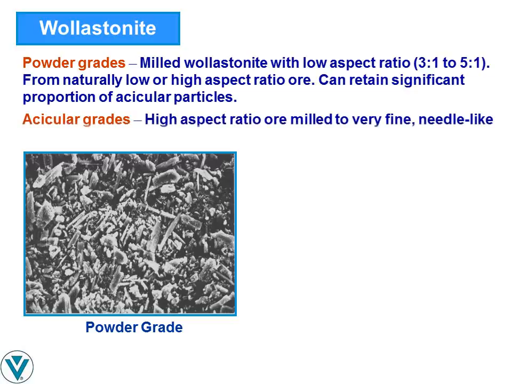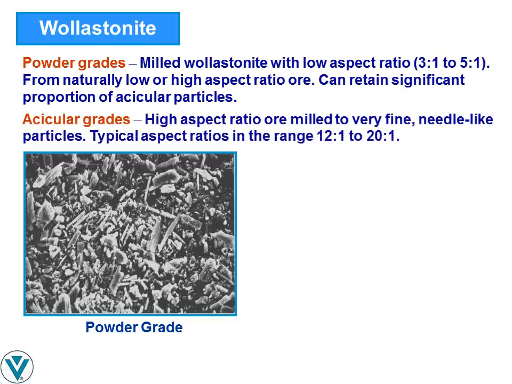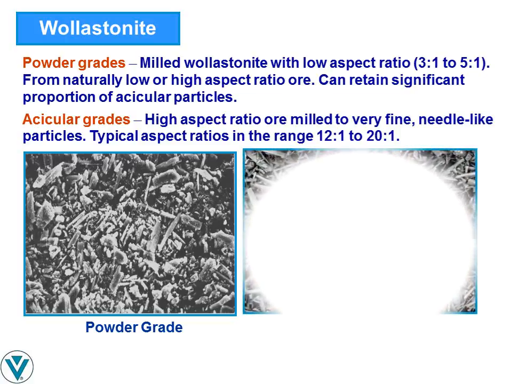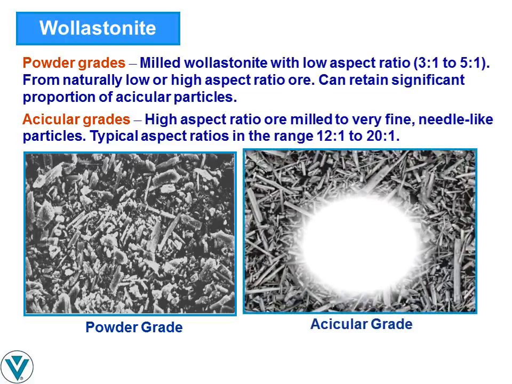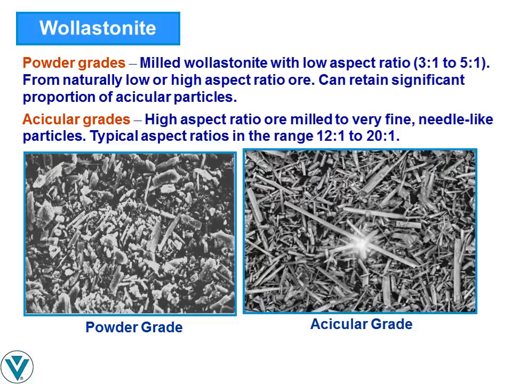Acicular grades are produced from ore containing a suitably high percentage of long needles. The ore is milled in such a way that very fine needle-like particles are preserved and recovered. Acicular grades typically have aspect ratios of 12:1 to 20:1. Both powder and acicular forms of wollastonite are available with surface coatings, usually silane.